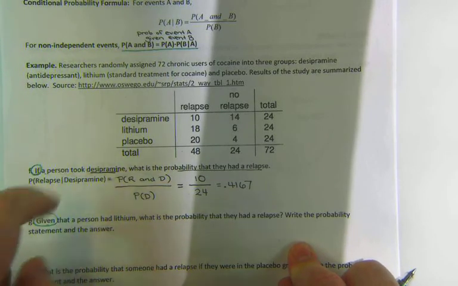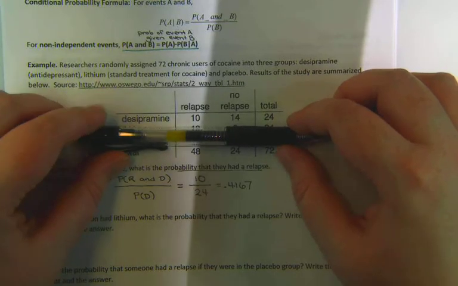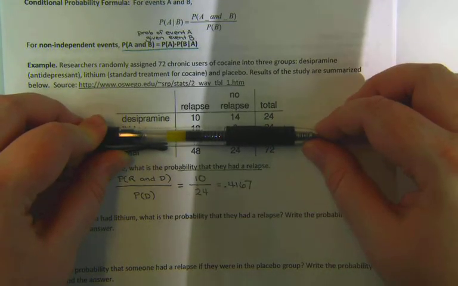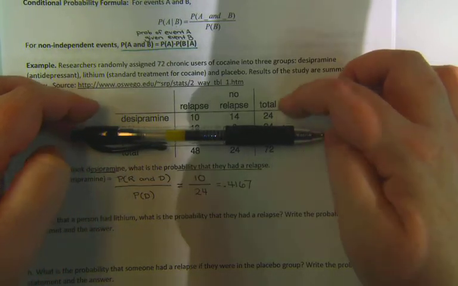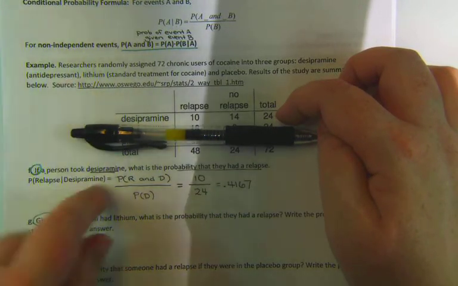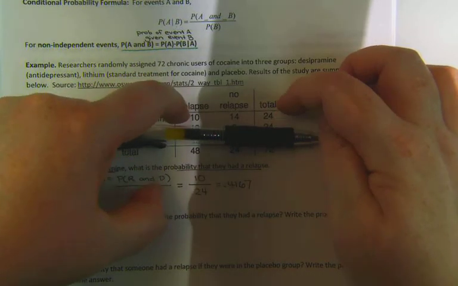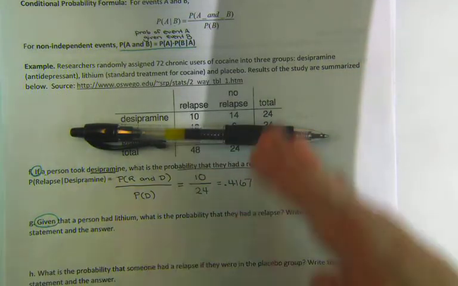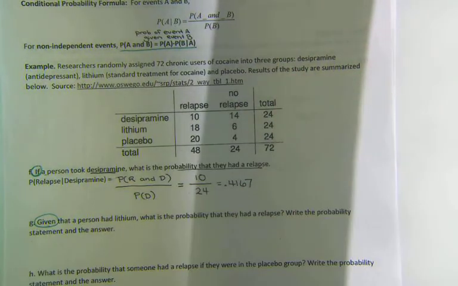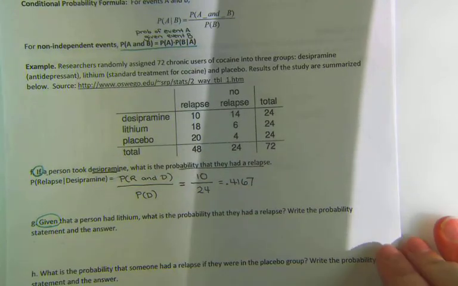And that's going to be 0.4167. Now let's talk about this fraction in terms of the table, because sometimes it can make more sense to just look at the table than to use the formula. The idea being, if a person took desipramine, so if we already know they're taking desipramine, that means we don't need any of this other information. We just want to focus on that row of the data.